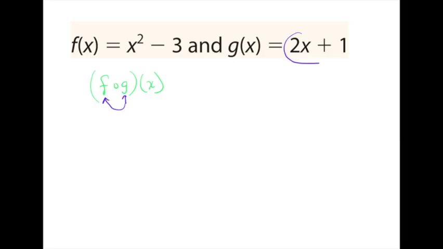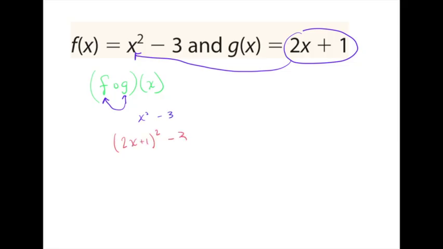So I'm going to take all of this function and plug it into the x for my first function. Instead of x squared minus 3, I'm going to fill that in with my g function: (2x plus 1) squared minus 3. You plug in the entire function for the variable. And again, you go left to right. So the g function in this case goes into the f function. And then you simplify it.